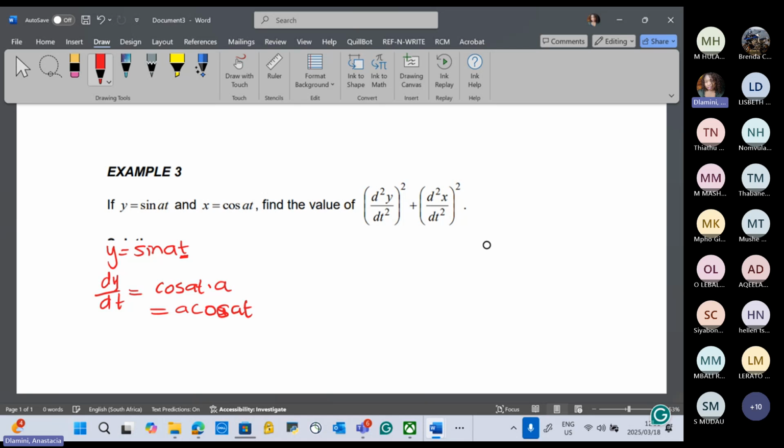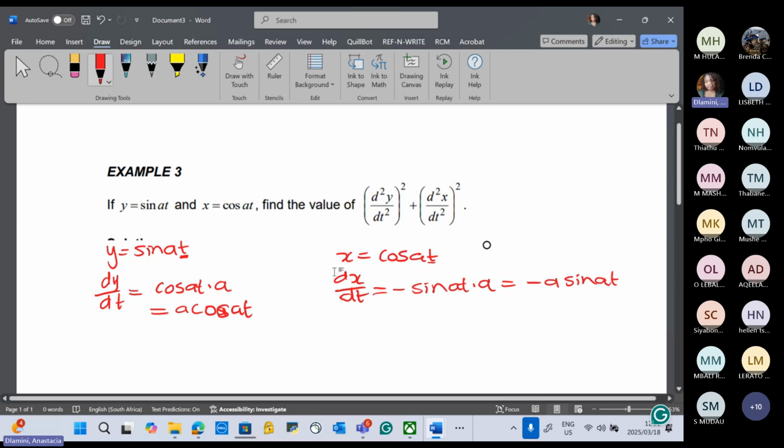Am I right, guys? Correct. Then we have x is equal to cos of at, then dx over dt, because it's a function of t. Now we know that when we find the derivative of cos, it becomes the negative sine of at times a. So this is negative a sine of at.